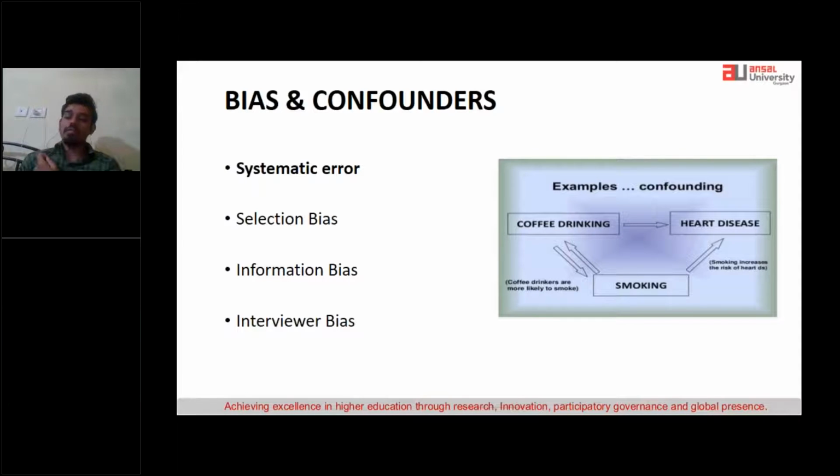Now what happens is, when you take people who are smoking, but make sure you are not finding out whether they are coffee drinkers also or not. So coffee drinking is a confounding factor here. It may also affect the findings.